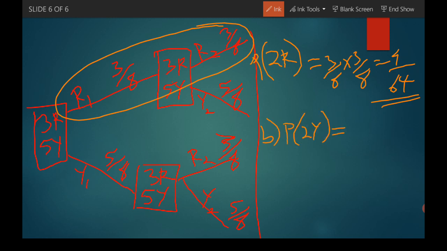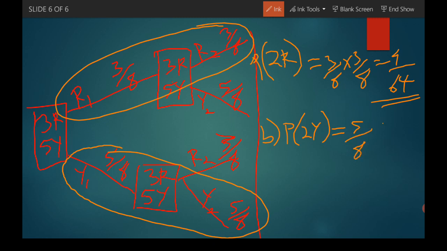Part B, probability of picking 2 yellow balls. 2 yellow balls, the first one must be yellow, the second must be yellow. So 2 yellow, that is the path. So we shall have 5 out of 8 times 5 out of 8, which gives us 25 out of 64.